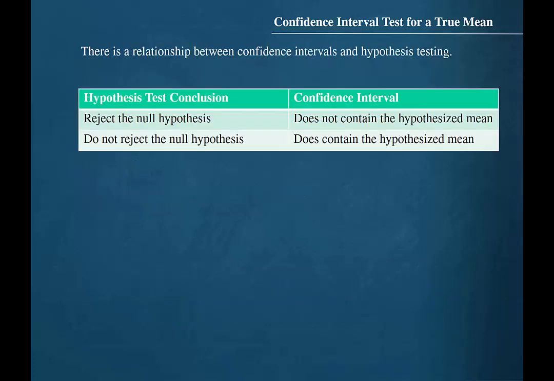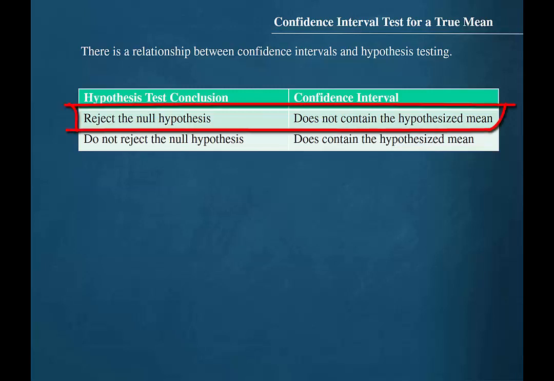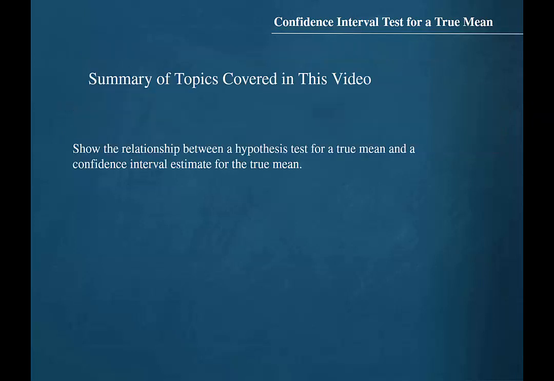In the table that shows the relationship between confidence intervals and hypothesis tests, we see that, just as in our example, when the hypothesis test conclusion is to reject the null hypothesis, the confidence interval does not contain the hypothesized mean. In this video, we showed the relationship between a hypothesis test for a true mean and a confidence interval estimate for the true mean.